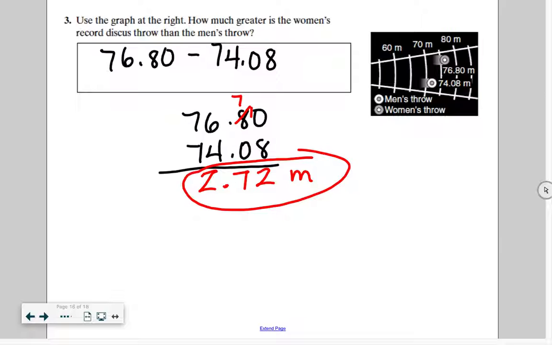Questions? Okay, your assignment is on the board for you to begin. Page 34 and 35, 1 through 28 all.